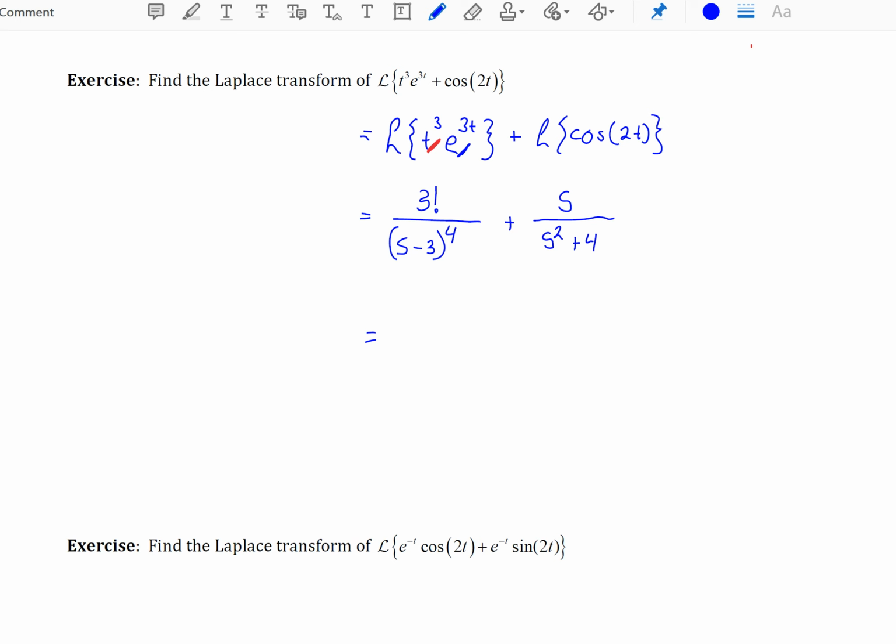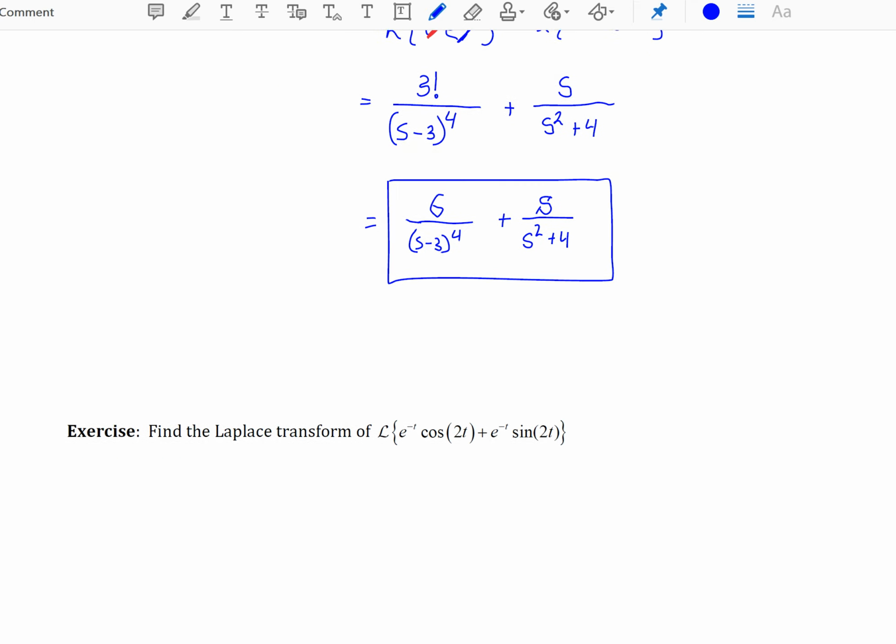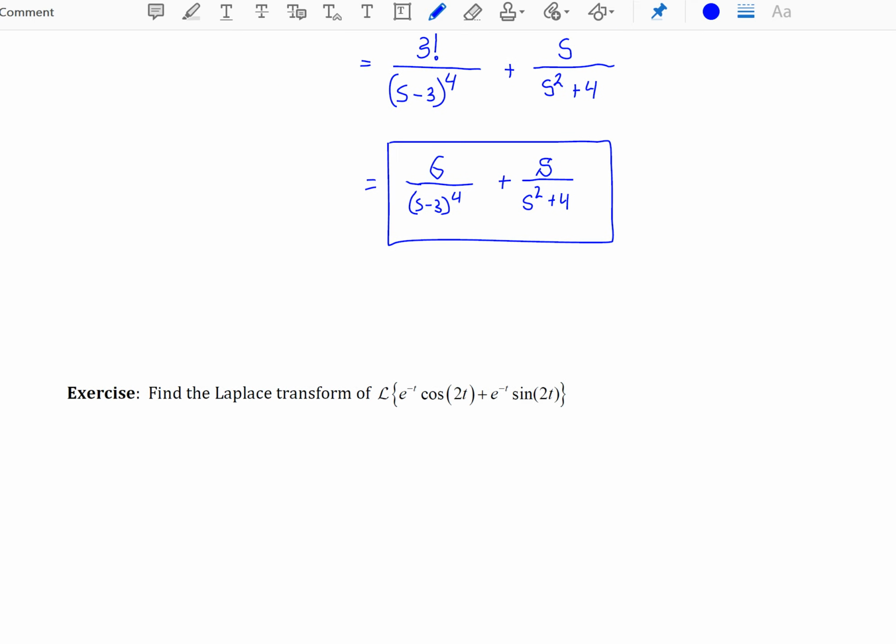Of course, 3 factorial we'll know as 3 times 2 times 1, so 6 over s minus 3 to the 4th plus s over s squared plus 4. This is your Laplace transform. Okay, let's try one more. The Laplace of e to the negative t cosine 2t plus e to the negative t sine of 2t. So e to the negative t cosine 2t plus the Laplace of e to the negative t sine of 2t.